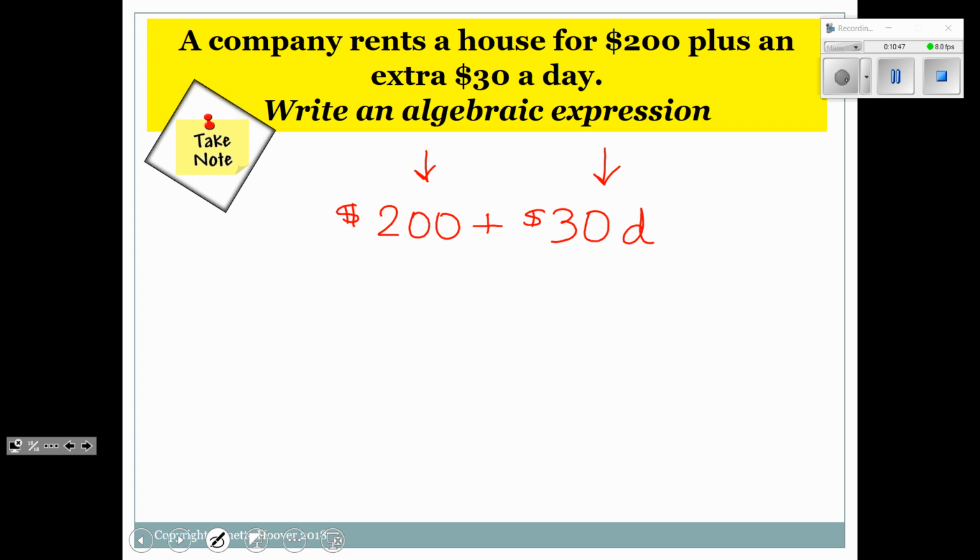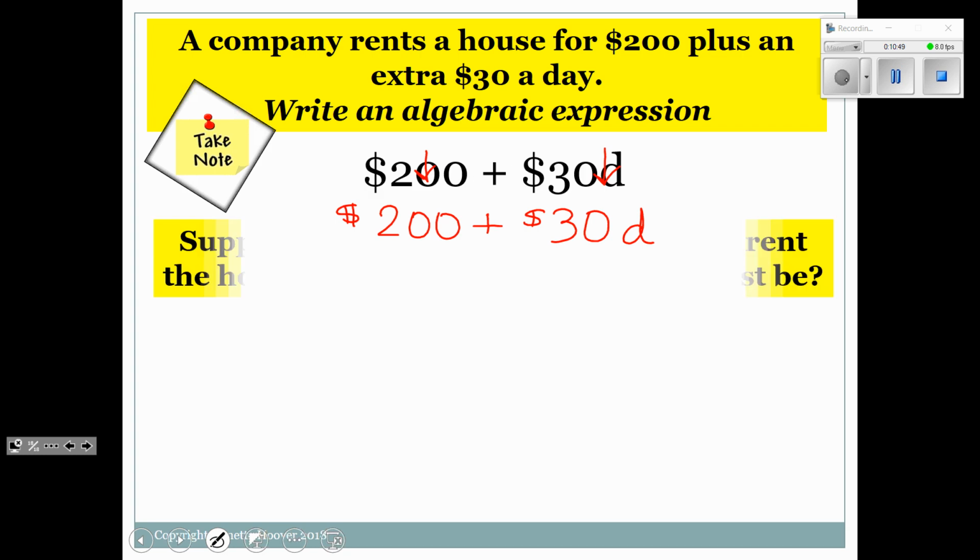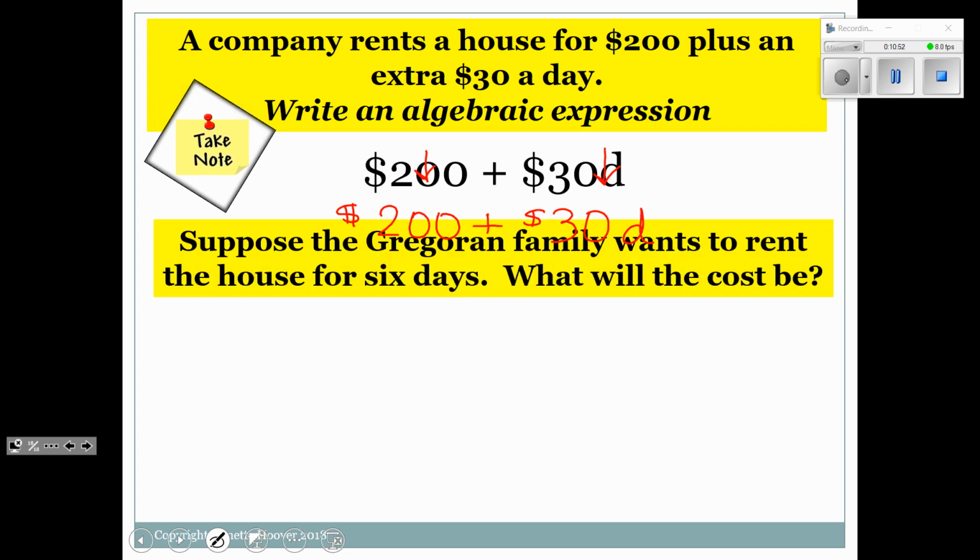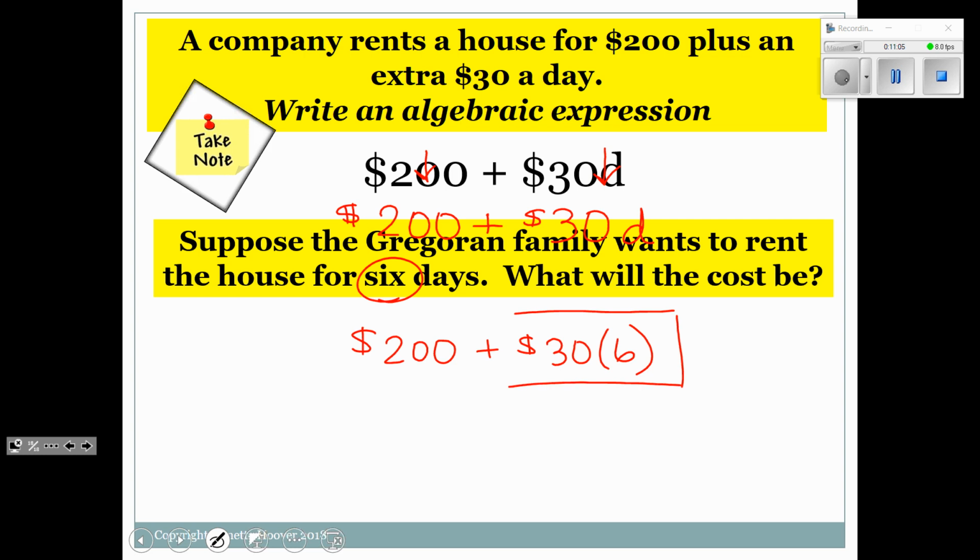That's the expression. Now, we can plug in the number of days. Let's say they decided to stay there for 6 days. So that would be initially $200 charge plus it's $30 for each day, and they decided to stay 6 days. So remember, we do our multiplication first. So you have your $200 plus 30 times 6. So 6 times 3, add a 0, which is 180. So altogether, that would be $380 to stay there.